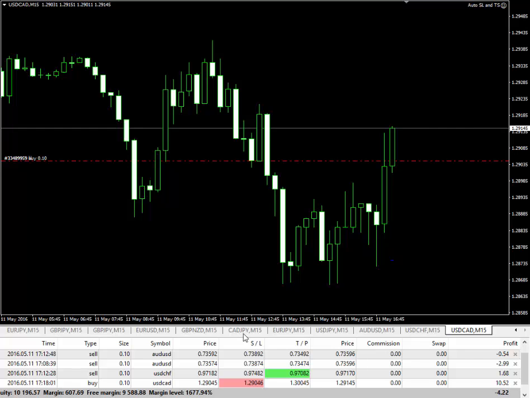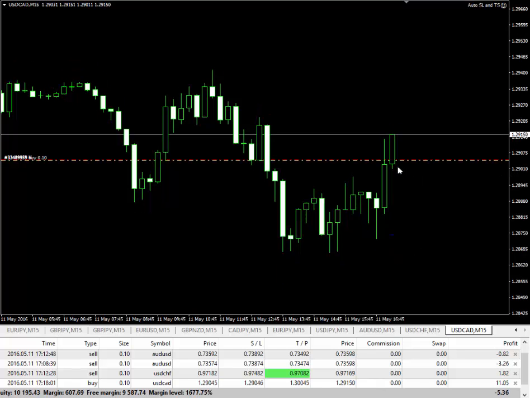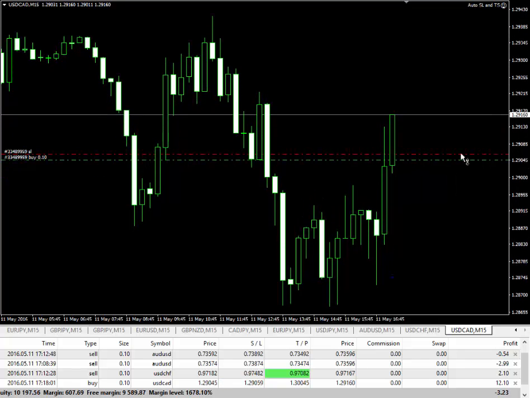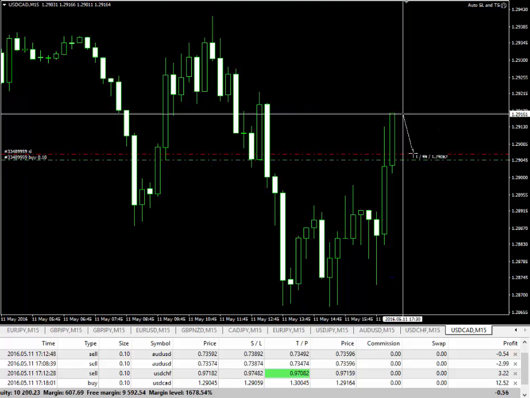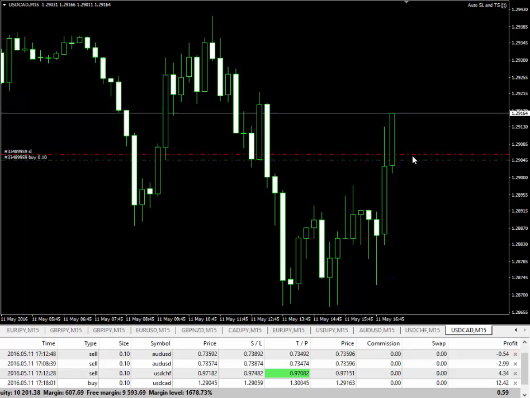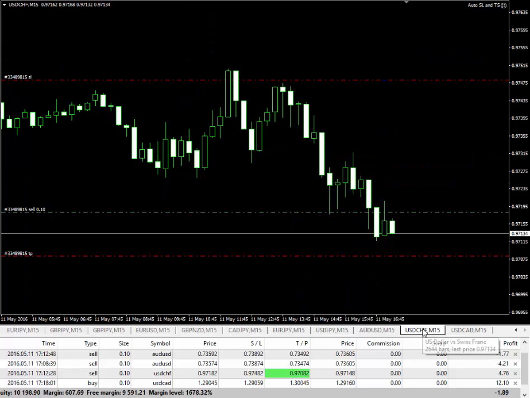Okay, so we'll just see how it goes. USD CAD, it's gone into profit now, and now the trailing stop is at the entry. You can see here now it's gone up. Now as the market goes up, the trailing stop follows. So the trailing stop is about 10 pips behind it. So every pip the market goes up, the trailing stop will go up. And then also the USD Swiss franc, this one also is in profit.